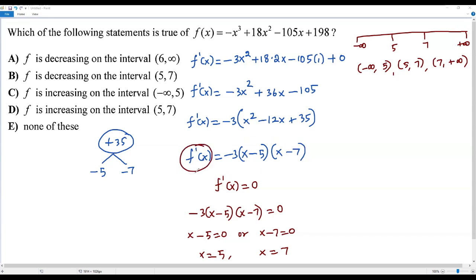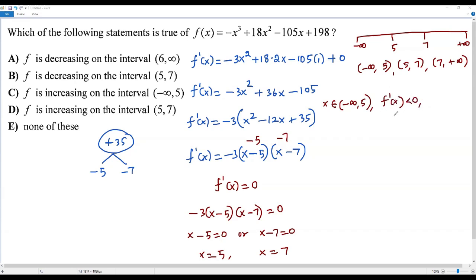The value doesn't matter. When I plug in x equals 0, this particular factor x minus 5 becomes negative 5, and x minus 7 becomes negative 7. Let's multiply these values: negative 3, negative 5, and negative 7. Negative times negative becomes positive, positive times negative becomes negative. So in this interval, when x belongs to negative infinity comma 5, the first derivative f prime of x is less than 0.